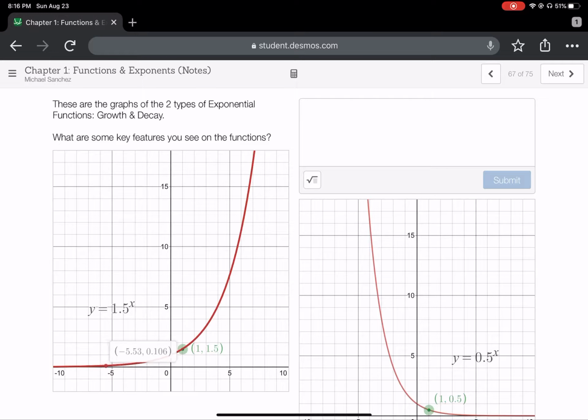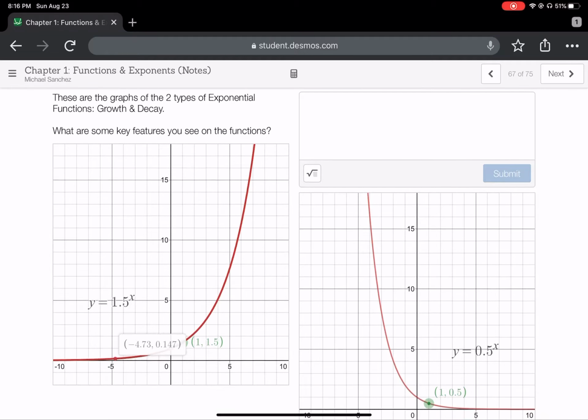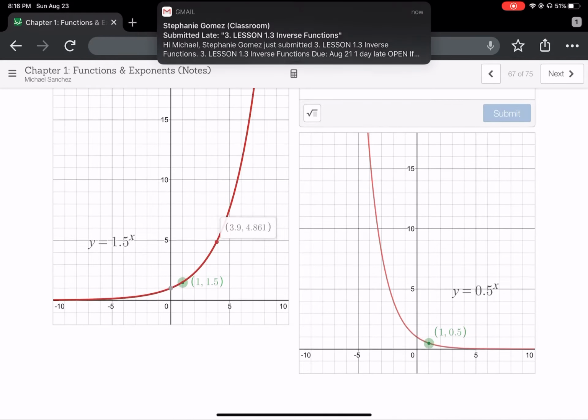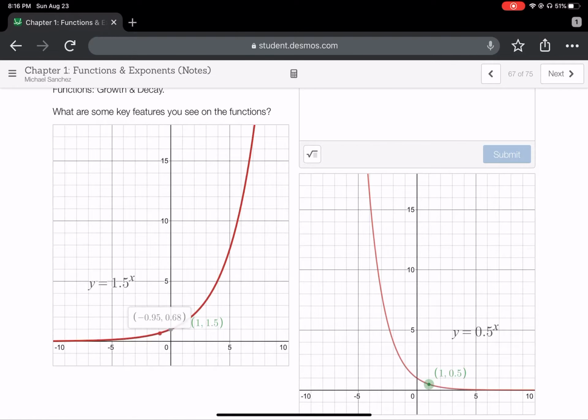So that is a key feature. As we go from left to right, which is usually how we read a function, we are getting larger and larger. So this is an exponential growth function, because if we see it from left to right, the graph is going up.